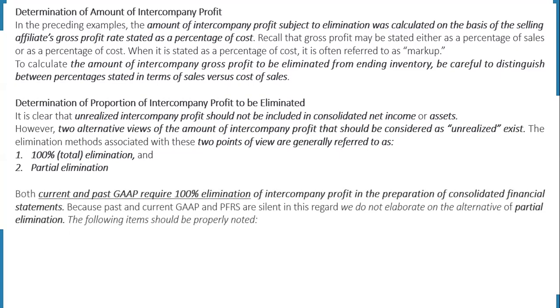However, two alternative views of the amount of intercompany profit that should be considered as unrealized exist. The elimination methods associated with these two points of view are generally referred to as, number 1, 100% total elimination, and number 2, partial elimination. Both current and past GAAP require 100% elimination of intercompany profit in the preparation of consolidated financial statements. Because past and current GAAP and PFRS are silent in this regard, we do not elaborate on the alternatives of partial elimination. The following items should be properly noted.